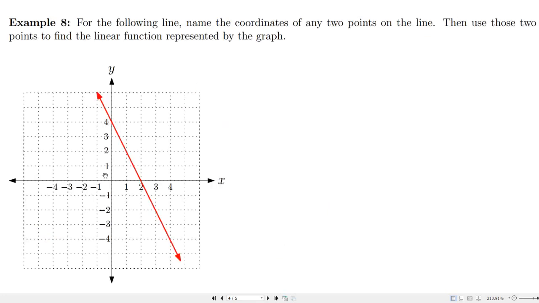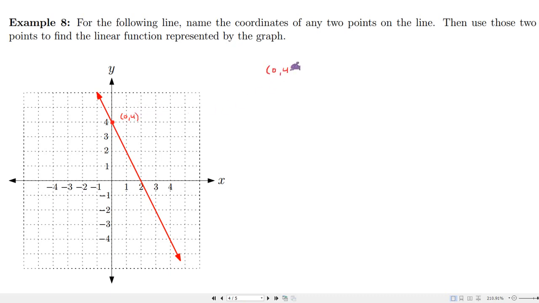Okay, now in this example, again, I'm giving you the graph of a line, and we want to determine the linear function represented by this graph. So what we're going to do is name the coordinates of any 2 points on the line, and then use those 2 points to find the linear function represented by the graph. So we can pick 2 arbitrary points and use the procedure that we did up above. But if we actually pick the point that gives us the y-intercept, it will make it a little bit faster for us. So if we pick this point here, that point is (0, 4).